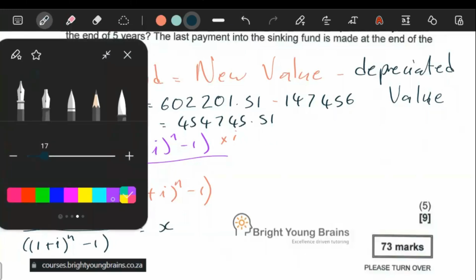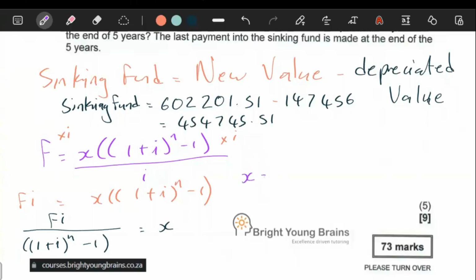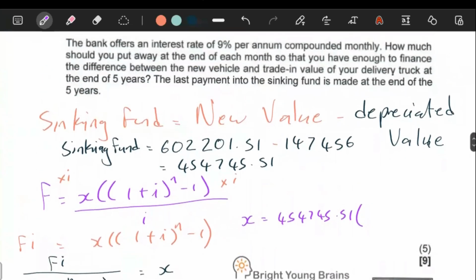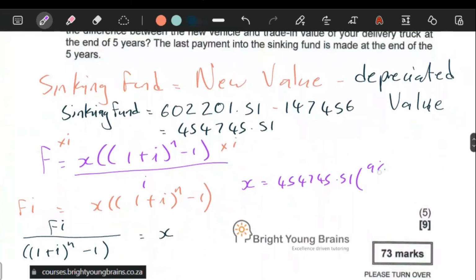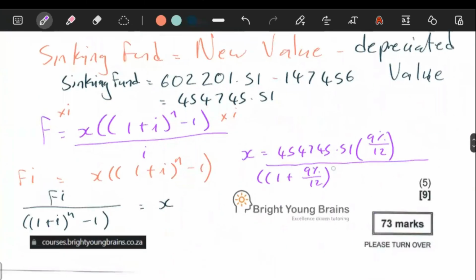So now when you put this into your calculator, you're going to say x is equal to f is this value here, 454,745.51. Your interest rate is 9% per annum, compounded monthly. So it's like 9% over 12. The whole thing, this is 5 years, right? But it's compounded monthly, so it's 5 times 12, meaning this is a 60.